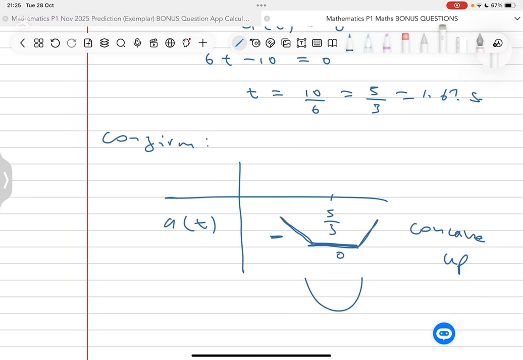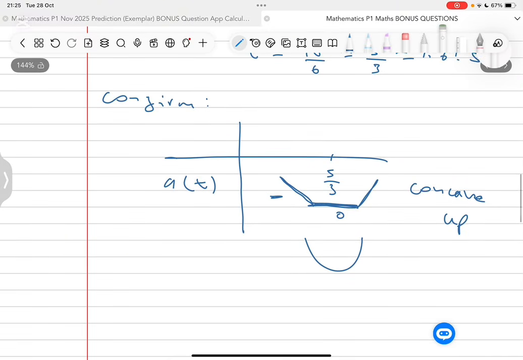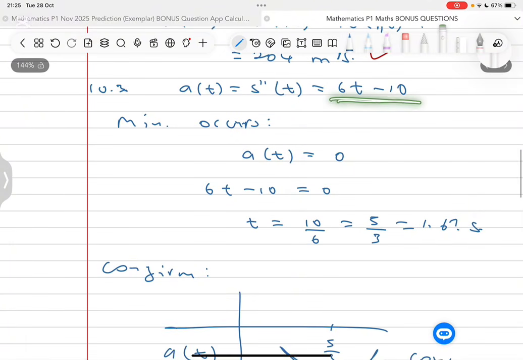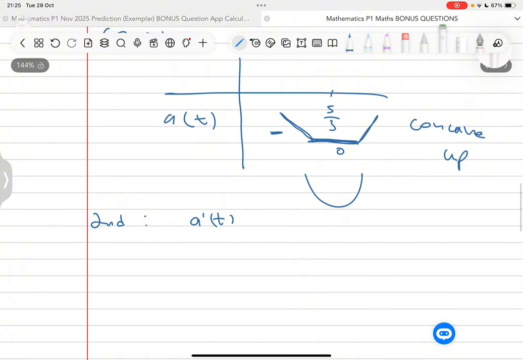Another way in which you can confirm if this graph has a minimum is to use the second derivative test. With the second derivative, we are going to take the derivative of the acceleration. Remember, acceleration in this case is the derivative that we took here. If we take the derivative of this, we have a 6 here, and the 10 will be a 0 there. So our second derivative is 6, and if you look at this number, it's a positive number, it is greater than 0.